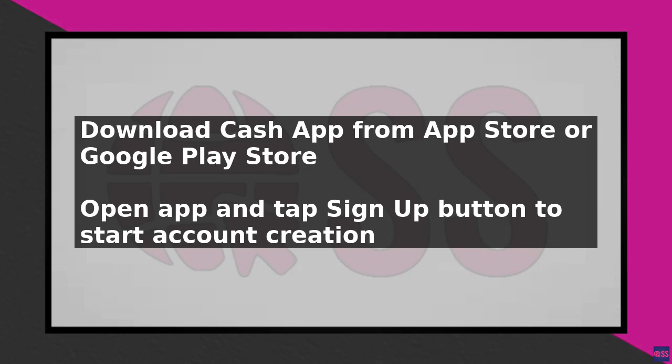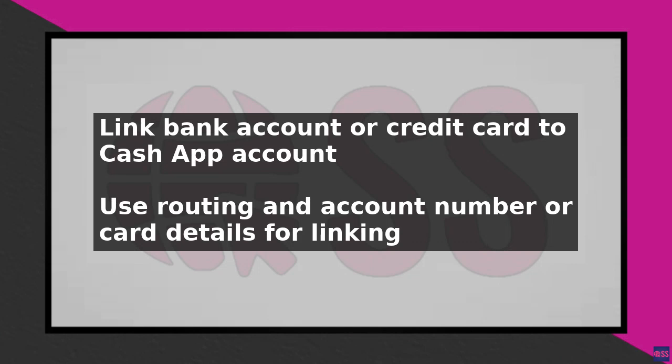After verifying your account, you will be asked to link a bank account or credit card to your Cash App account. This will allow you to add funds to your account and make payments. You can link a bank account by selecting the bank from the list of available banks or by using the routing and account number. If you prefer to use a credit card, you can enter the card details manually.